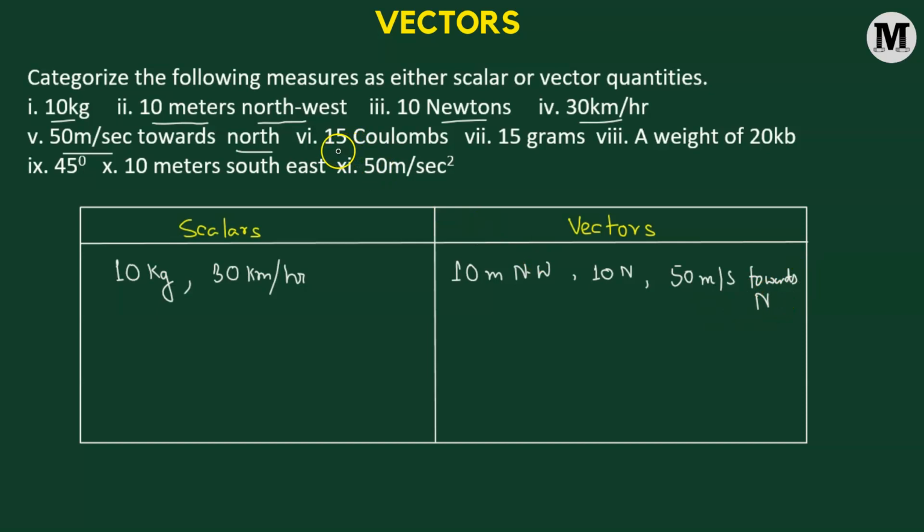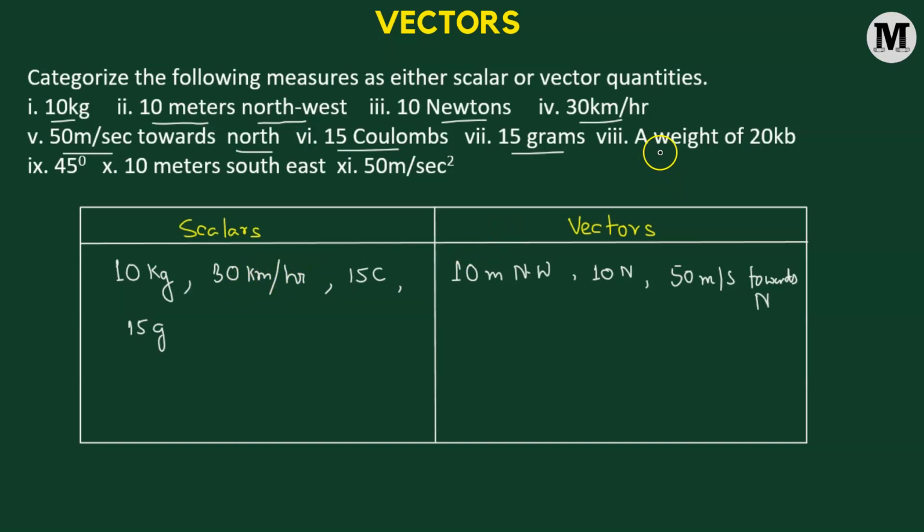Coming to the sixth one, we have 15 coulombs. Now you need to know that the coulomb is the SI unit of charge. Now charge does not have a direction. That's a scalar quantity. So we have 15 coulombs, which is a scalar quantity. Coming to the seventh one, we have 15 grams. Again, this is mass, being a scalar quantity. So we'll put 15 grams in the category of scalars.